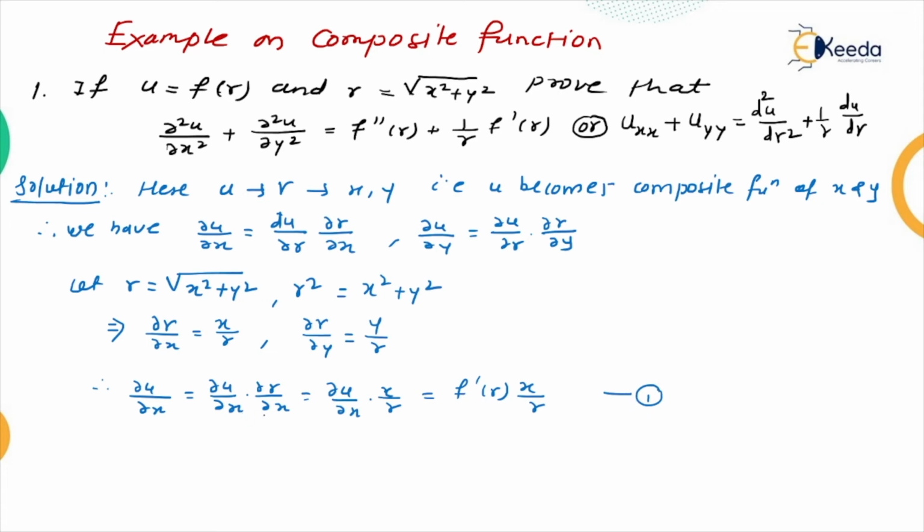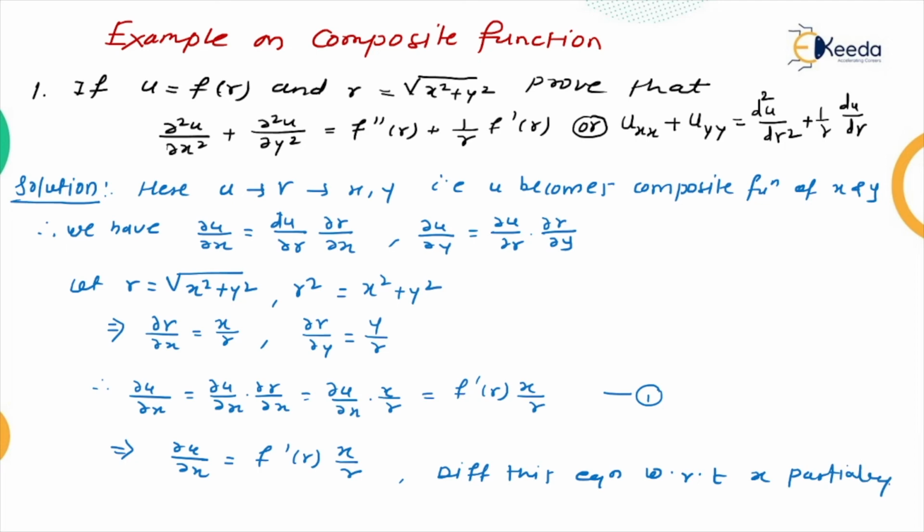So also we have to differentiate it. Very carefully I am writing here: ∂u/∂x is equal to f dash of r into x upon r. We get this first. Now carefully note the second order partial derivative. We now have to differentiate this equation with respect to x partially. So what will we get in the next step?